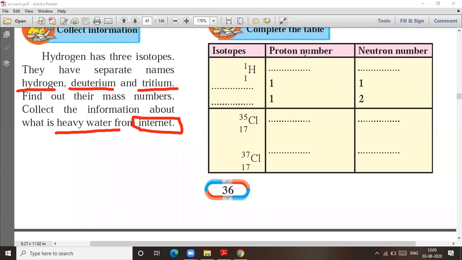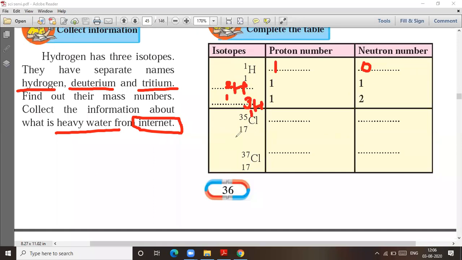Let's see, isotope. What is given here for the isotope? Hydrogen 1 here, here it will be 2 and here it will be 1. And here also it will be hydrogen, here it will be 3 and here it will be 1, right? So here the number of protons is 1, 1, 1, the number of neutrons is 0. Neutron number is 0, then 1 and 2, right?